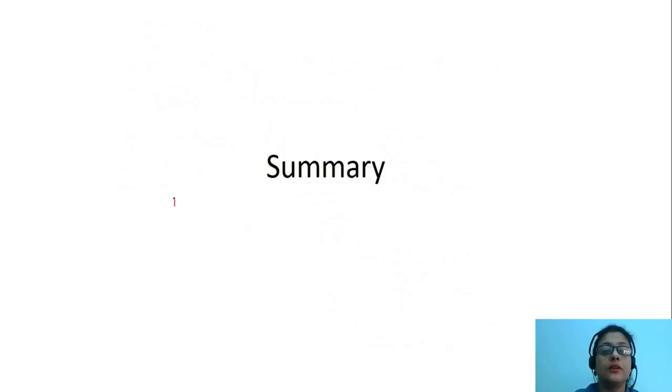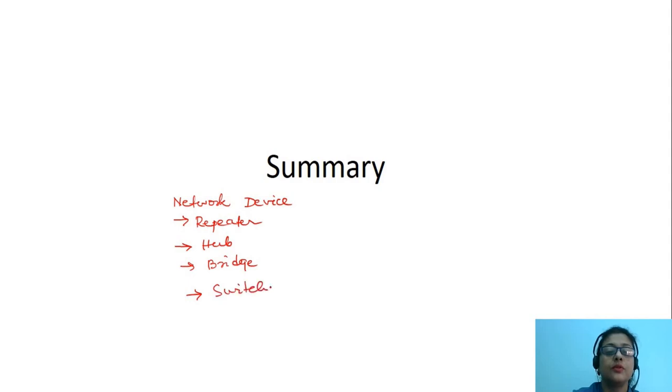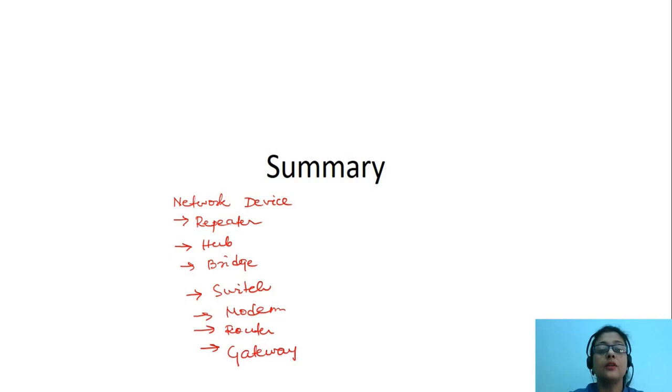Here we have learned what network devices are all about. We have learned about various networking devices like repeater, hub, bridge, switch, modem, router, and gateway. We have understood to which layer of the OSI model they belong and what their functionality is.